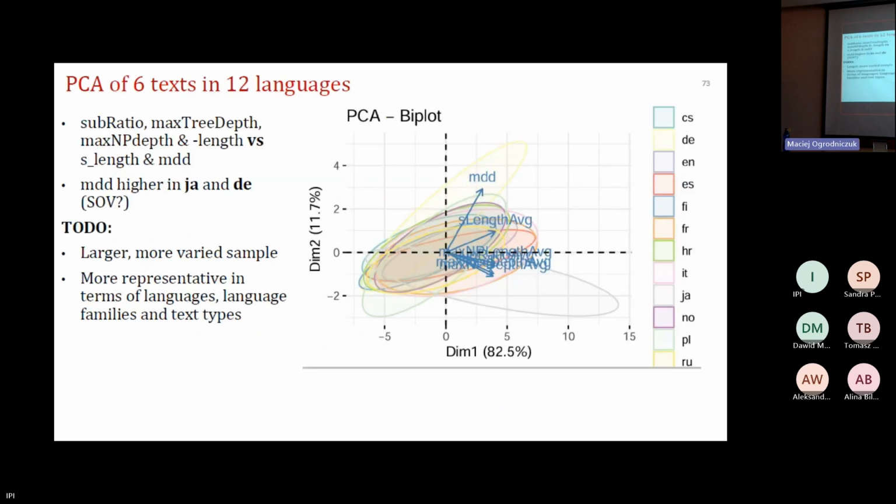So now finally you have this fancy graph where you have those 12 languages for the six texts, and you try to measure all those metrics, and you see that for some languages the MDD is very high. We already talked about that. That could be due to the word order. And of course, we have to work more on that. We need a larger, more varied sample, more representative in terms of languages, language families, and text types. So that's just the first attempt at something like that.